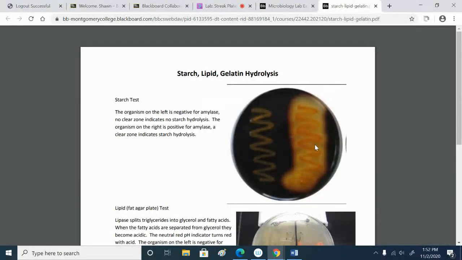eats starch. The organism that we use that is really strongly positive for amylase is Streptococcus bovis, and it would look more like the organism on the right, with a pretty large zone where the hydrolysis has occurred. But we would just have inoculated our starch plates and incubated them. In the next class, we'd add iodine to the plates and look for a clear zone, which indicated the starch had been hydrolyzed. So any questions on starch?